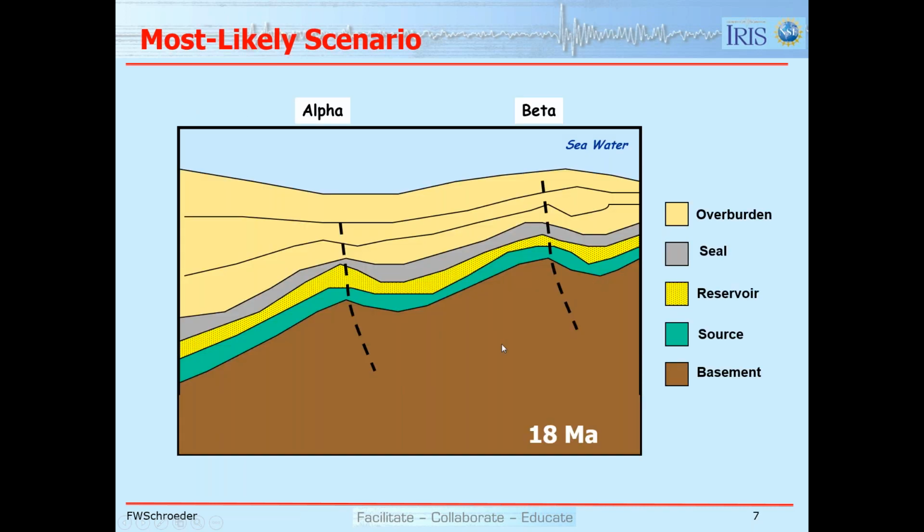So our most likely scenario, what we think is most reasonable here, we are at 18 million years. The brown would be our basement rocks. The green layer is our source interval. The yellow layer is our hydrocarbon migration pathway plus our reservoir. And then the seal is the gray.